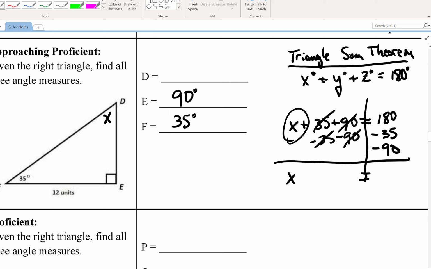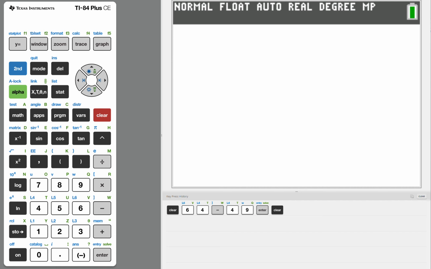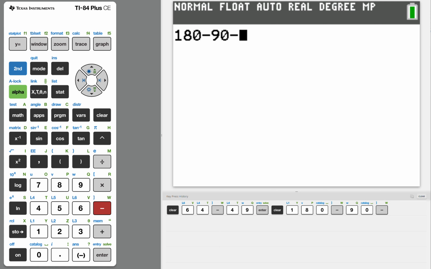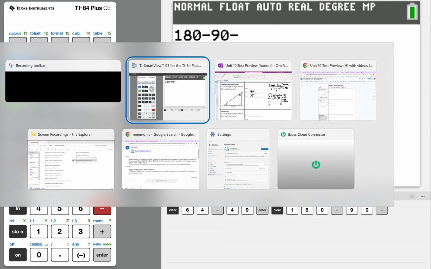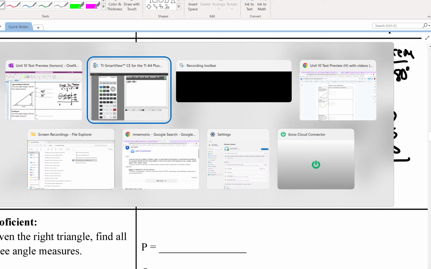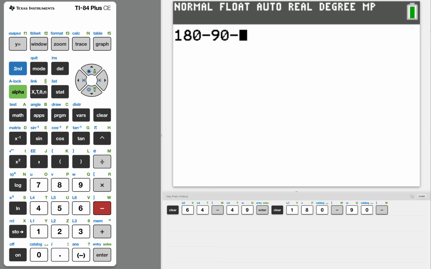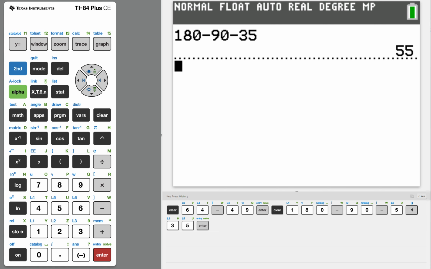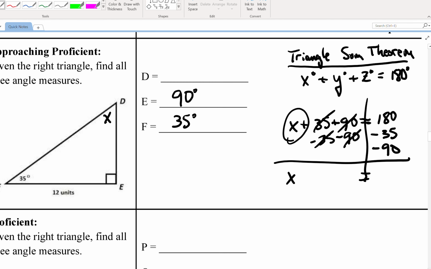And this I can put in my calculator. So I've got 180 minus 90 degrees minus, what was the other one? 35, right? So minus 35, and that gives me 55 degrees. So I go over here, and x then is equal to 55 degrees.